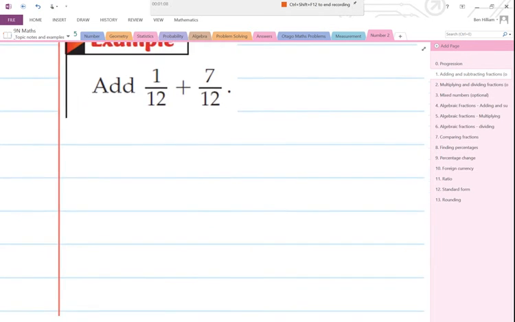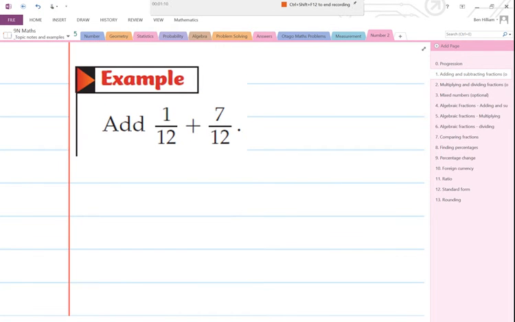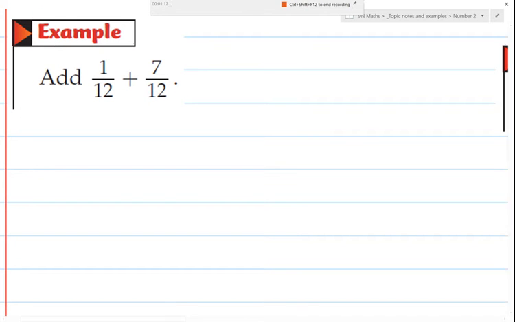Okay, so let's look at this first example here. We're adding two fractions together, and the first thing that I really want you to get in the habit of doing with these questions is writing them out. So we're going to write 1 over 12 plus 7 over 12. Just copying out the question, that's got to be your first step.